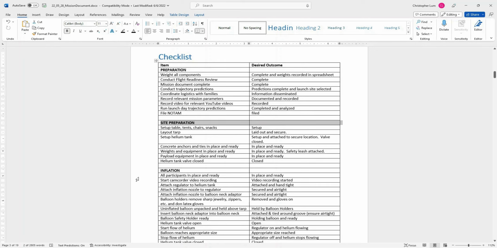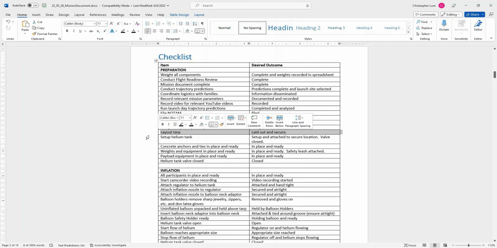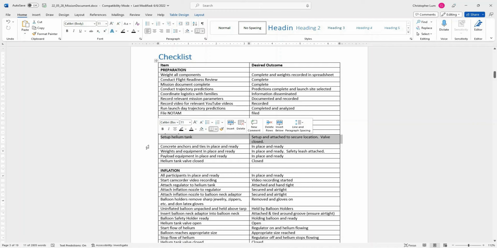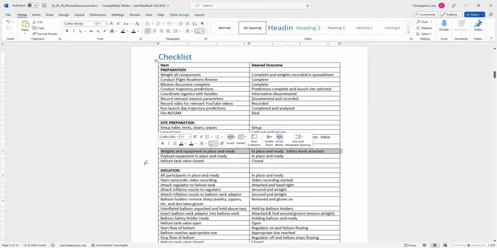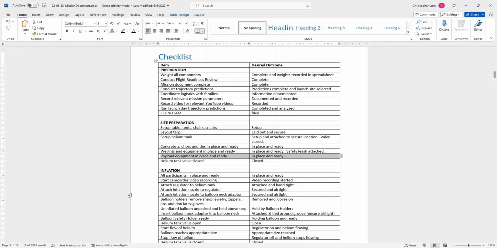Next, once we arrived at the site, we had to prepare the site. So we set up all of our tables. We actually carried several pop-up tents for some sun and/or rain shelter. We then laid out our tarp for the balloon. We set up our helium tank, our concrete anchors, and the weights were all ready and in place. We talked about all of this earlier. We also put our payload equipment on a separate table and had that all ready and in place.